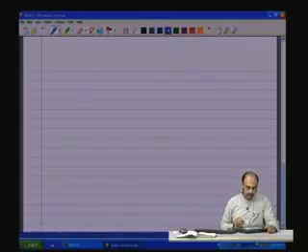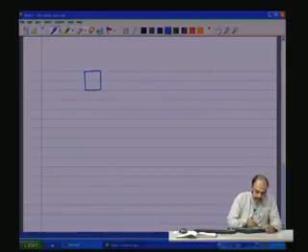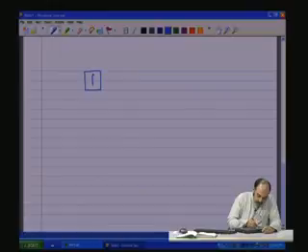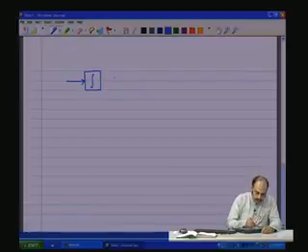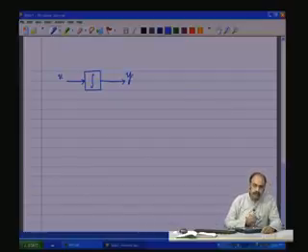Now, consider that we have an integrator, a block. I am just representing it as a block, and it performs the integral action. There is an input and there is an output, and let us call the input u and the output y.